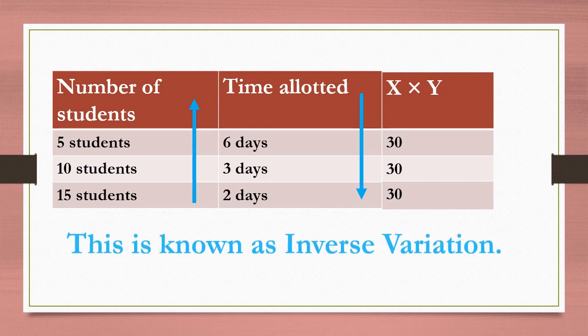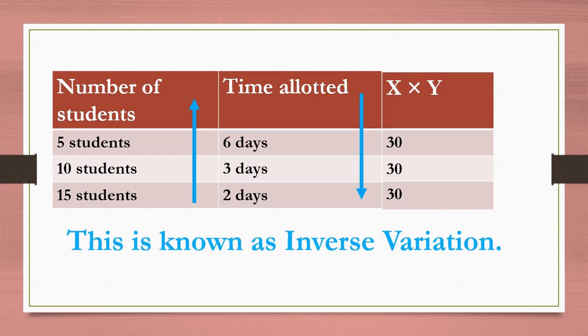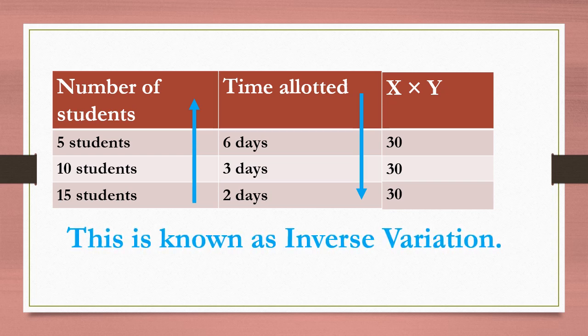Suppose you are employing 20 students, then 20 into the number of days must give you 30. That means the number of days will be equal to 30 by 20. That is 3 by 2. We can say that it will be completed in 1.5 days.